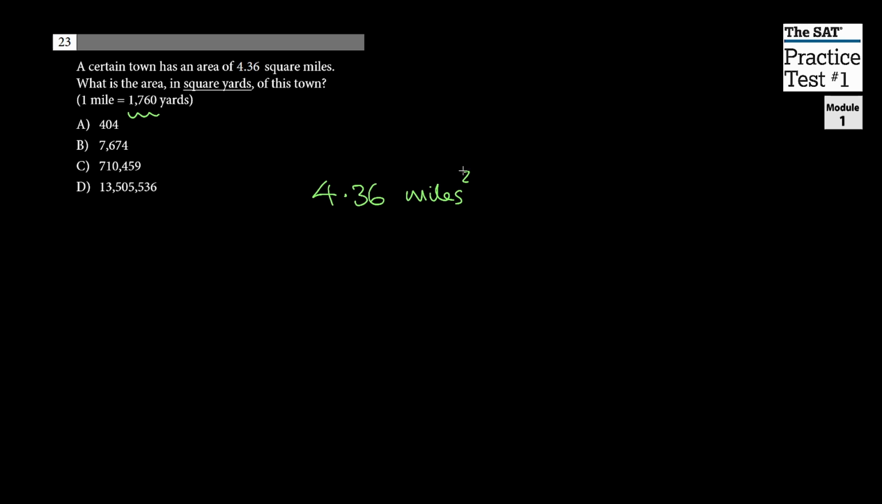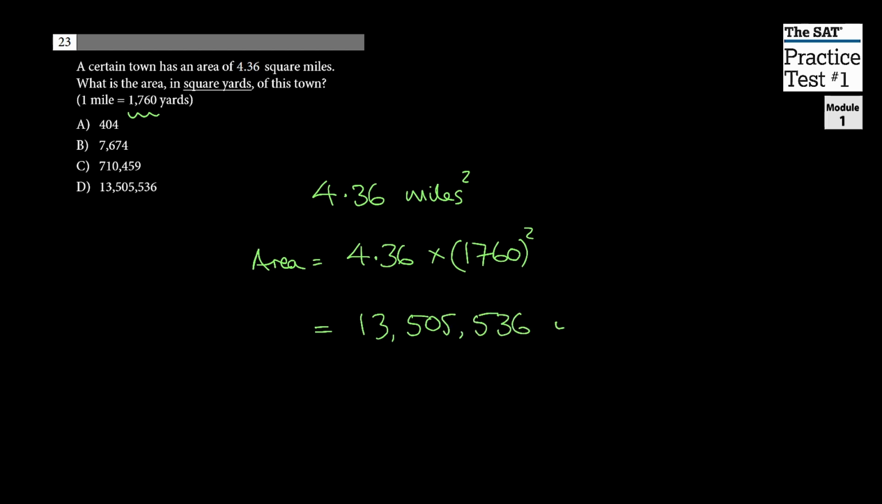So to get square yards, I have to multiply 4.36 by 1760 squared. So the area in square yards will be equal to 4.36 multiplied by 1760 itself squared. And if you pop that into a calculator, you get answer D, which is 13,505,536, and this is yards. That's the answer, and it's option D.